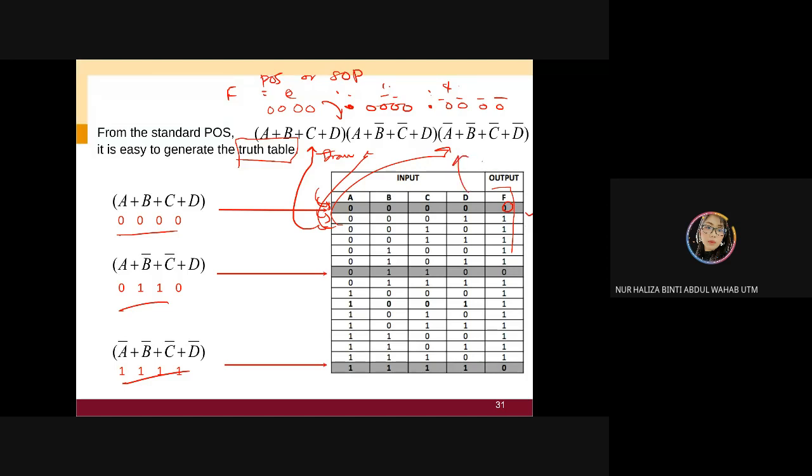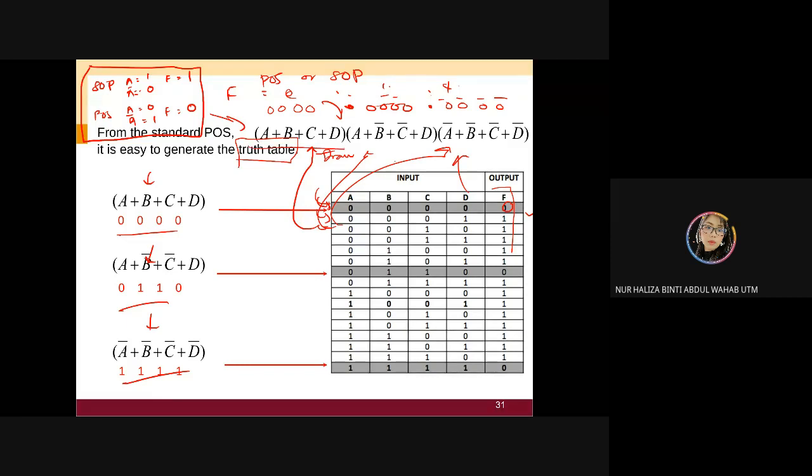But in the fast track way, you need to remember: for SOP, A equal to 1, A bar equal to 0, and your output will be 1. But for your POS, A equal to 0, A bar equal to 1, and your output will be 0. So you need to remember this in terms of the given Boolean expression. Directly from your Boolean expression, you know the truth table.